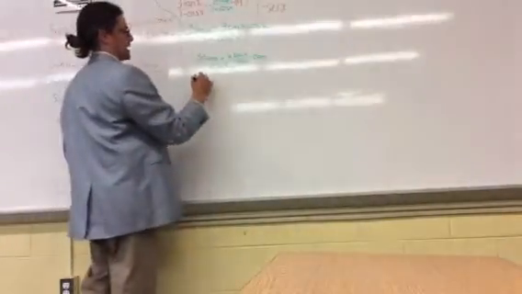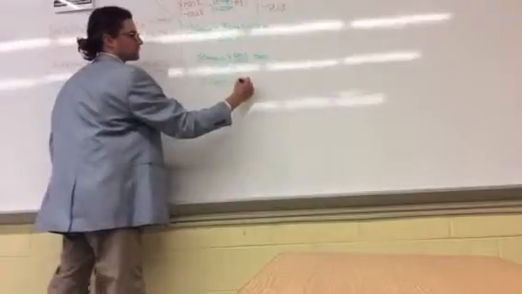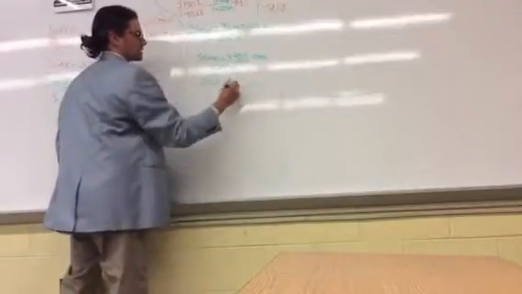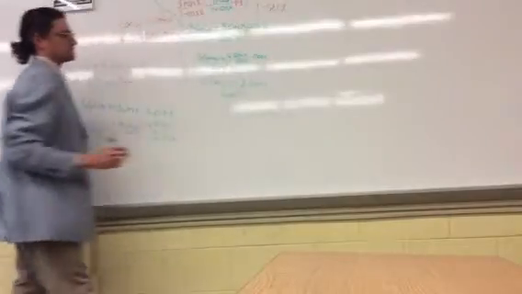Tangent is sine over cosine, and we're multiplying by cosine, so what happens? Cancel out. We get some reduction. We have 3 tangent x plus 3 sine x, over sine squared x.